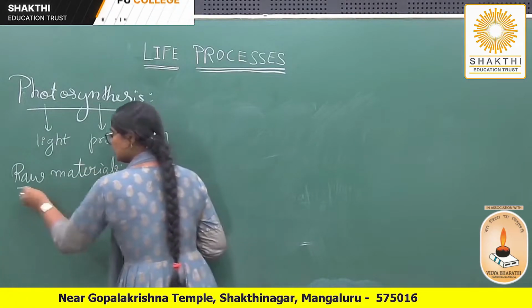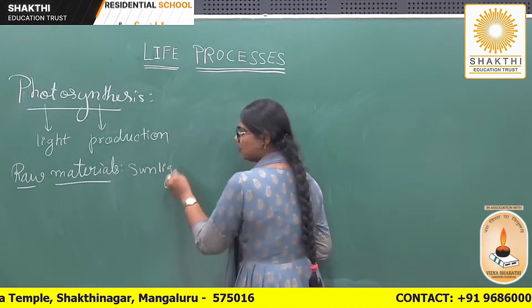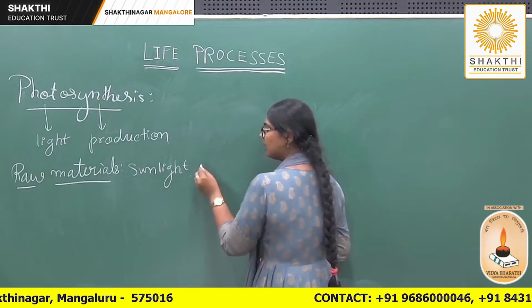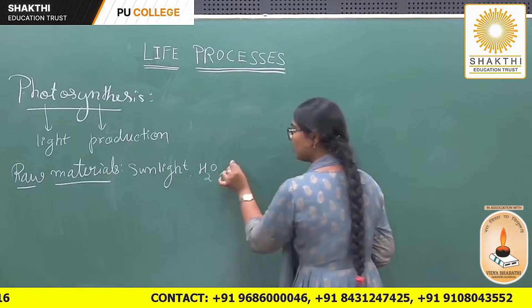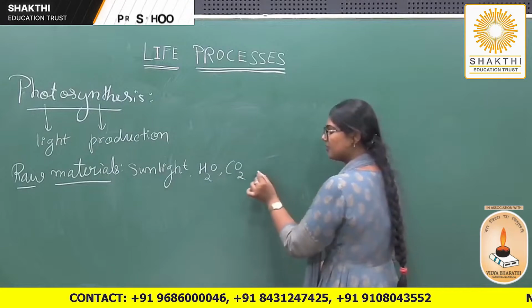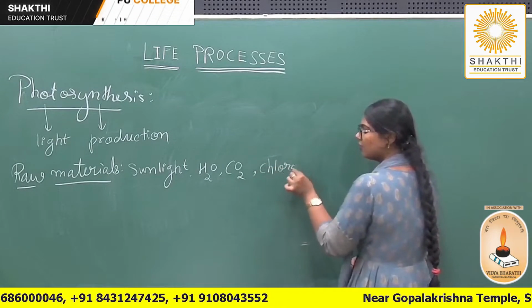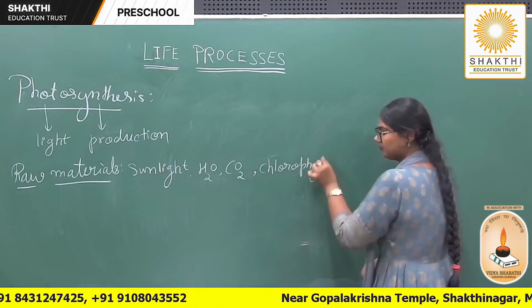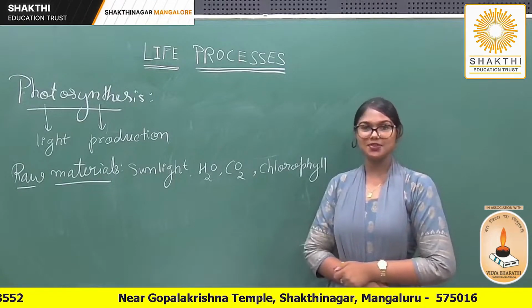First one is sunlight. That is the most important one. Second one is water or H2O. Then we have carbon dioxide, and finally we have something called chlorophyll pigment. So all these are the raw materials for photosynthesis.